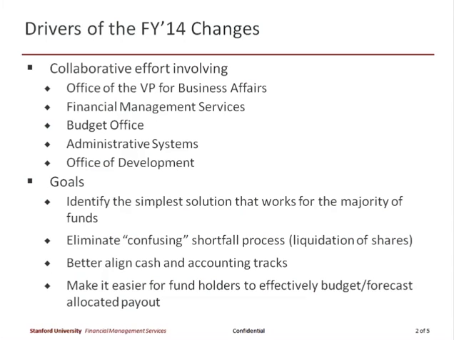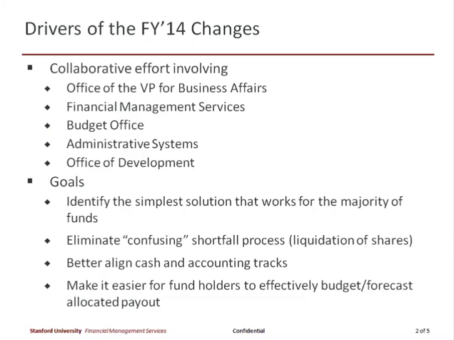Prior to FY14, Stanford employed a method that took 100% of the funds in the endowment through a complicated year-end shortfall process, which we'll see in the next slide. The project team identified a different method that treats the vast majority of funds in the endowment in a very straightforward, simple way when it comes to the allocation of payout. This method eliminated the confusing shortfall process.